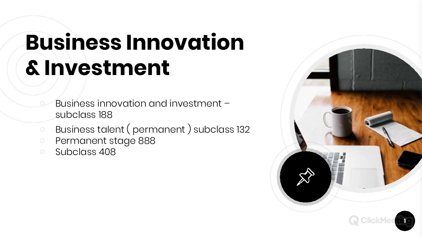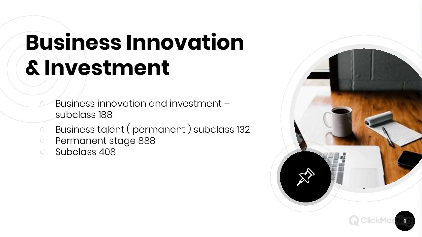This type of visa is a permanent visa. Once the client's visa is approved, they will come to Australia as a permanent resident. And for the permanent stage, 888, this is the permanent stage of the 188 visa. So this is the first stage and the second stage. The permanent stage, they will apply for 888 innovation stream as well. Okay, so one subclass with 5 streams.